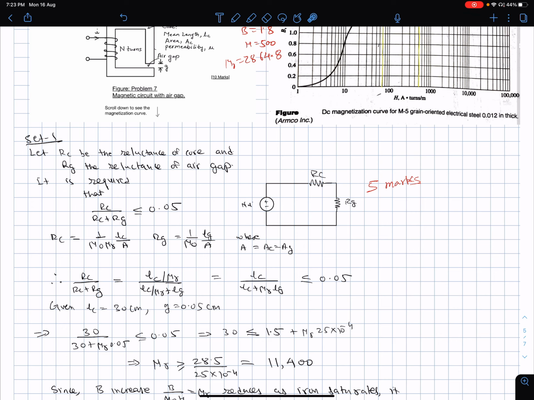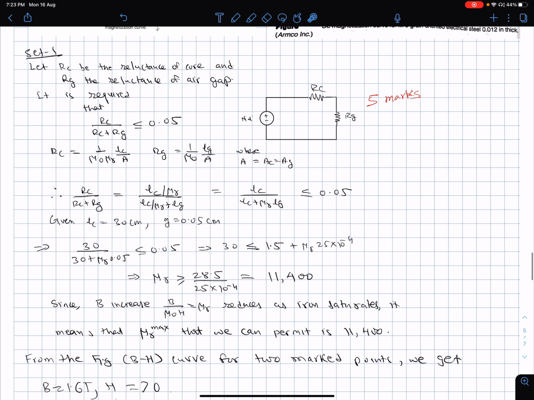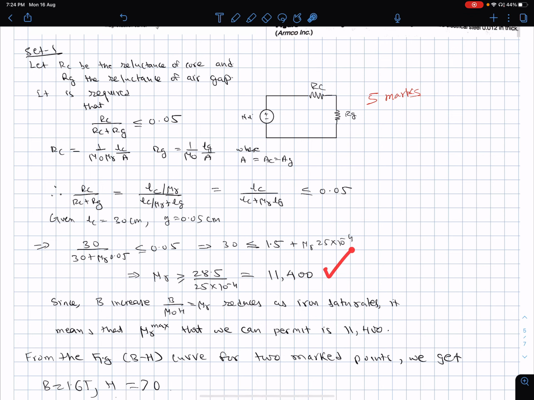Interestingly, this expression tells you that the impact of mu r is to effectively shrink the distance by the factor of the relative permeability. Now I can further simplify this as Lc divided by Lc plus mu r Lg, which should be less than 0.05. Now just substitute the dimensions. Lc is 30 centimeters, Lg is 0.05 centimeter. Since everything is in centimeters I can take directly the ratio in centimeters, no problem. So I substitute it less than or equal to 0.05, or in other words, you get that mu r should be greater than or equal to 11,400.